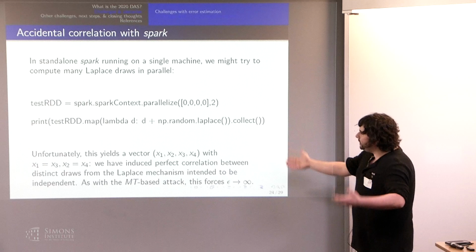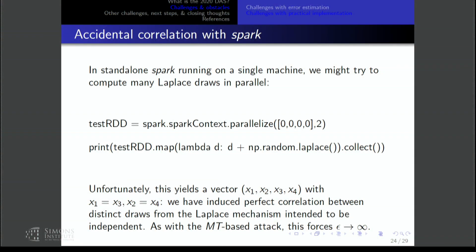Unfortunately, if you're not careful and you just do it literally in this fashion on a Spark standalone implementation on a single machine, we haven't been able to reproduce it on a cluster just yet. This yields a vector, so they were all zeros originally, remember, a vector in this case just of the perturbations with the property that x1 and x3 and x2 and x4 are perfectly correlated. And so this is a problem. Now our epsilon zooms off to infinity when we were hoping to hold it down to a finite value. And that's trouble. We don't want that to happen.